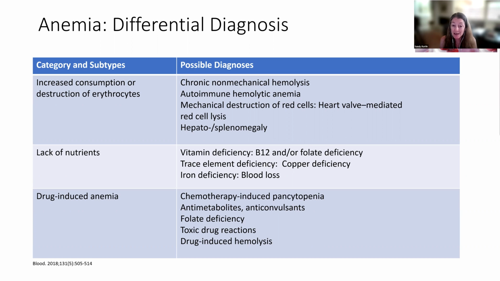Also, patients with liver disease who develop hepatosplenomegaly can have sequestering of those cells in the spleen and abnormal production of cells because of liver dysfunction. We talked about lack of nutrients. And then, of course, there are the people that have treatment-related anemia by virtue of not just chemotherapeutic agents, but other drugs that can reduce red blood cells.